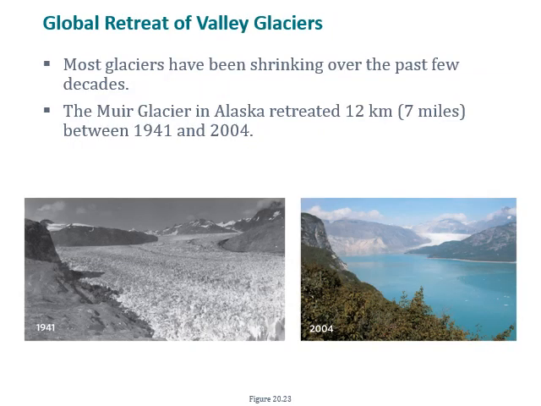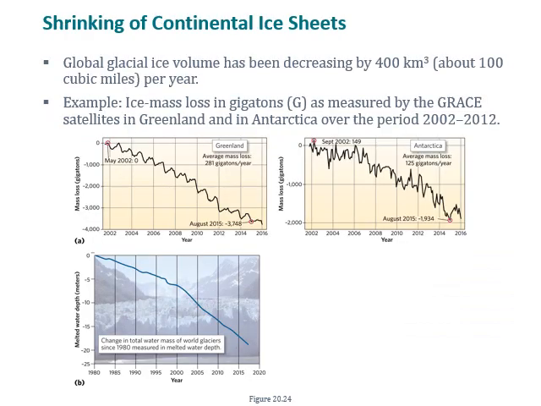Most glaciers have been shrinking over the past few decades, as shown in the picture of the Muir Glacier, Alaska, which has retreated 12 kilometers or 7 miles between 1941 and 2004. This is shown in photographic evidence. Continental ice sheets have also been shrinking. Global glacial ice volume has been decreasing by 400 cubic kilometers, or about 100 cubic miles per year.